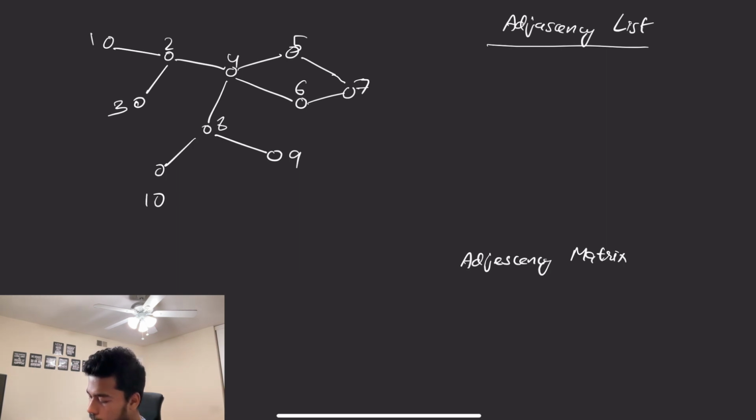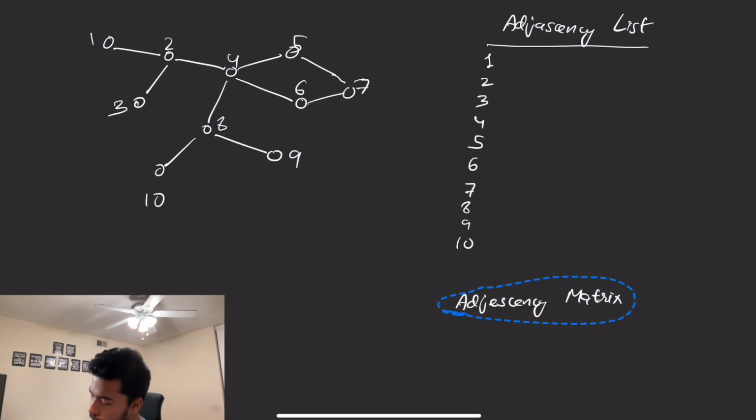It's basically a list of nodes of the graph, right? So we have, I think, 10 nodes. So I'm just going to list all of them out here: 1, 2, 3, 4, 5, 6, 7, 8, 9, 10. And what each of these 10 nodes represent is they're going to point to an array of the neighbors that they have.